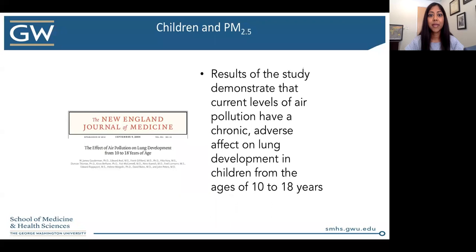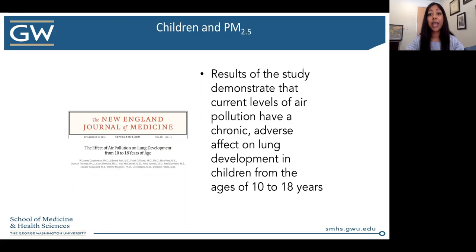I want to talk about certain vulnerable populations, and some of these we're talking about in greater detail in future sessions. Next week, we are focusing on communities of color, and in the last session of this series, we will be talking about pregnancy, so I want to highlight children here. This is a prospective study of over 1,700 children from schools in 12 Southern California communities. Their lung function was measured annually for 8 years. The communities represented a wide range of ambient exposures to ozone, acid vapor, nitrogen dioxide, and particulate matter.